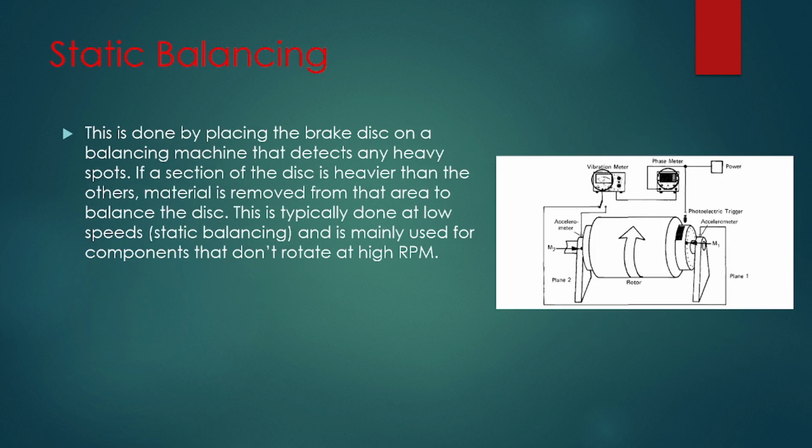Static balancing is done by placing the brake disc on a balancing machine that detects any heavy spots. If a section of the disc is heavier than the others, material is removed from that area to balance the disc. This is typically done at low speed and is mainly used for components that don't rotate at high RPM.